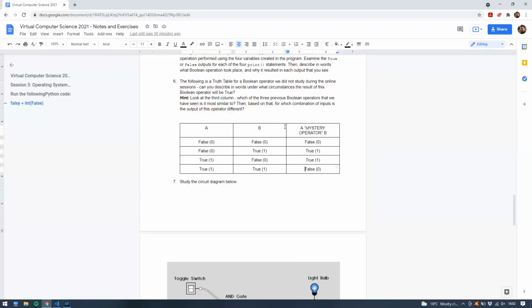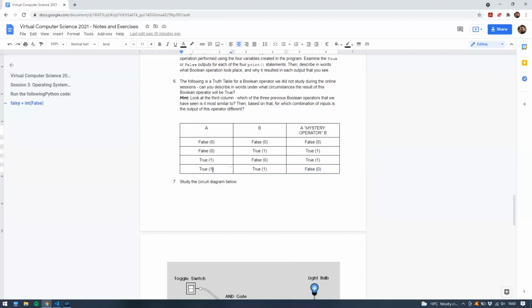So we know that for the AND operator, false and false would give you false. False and true would give you false. So this is not like the AND operator. This is a bit more like the OR operator. False or false is false. False or true is true. True or false is also true. But then we have a difference. True or true here is false. Oh, sorry, I beg your pardon. True or true would be true.